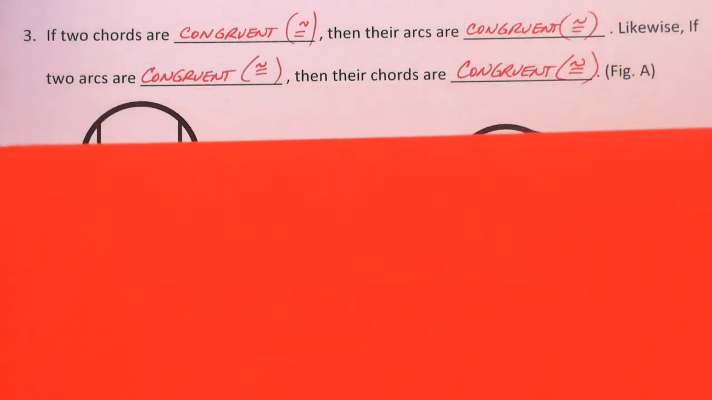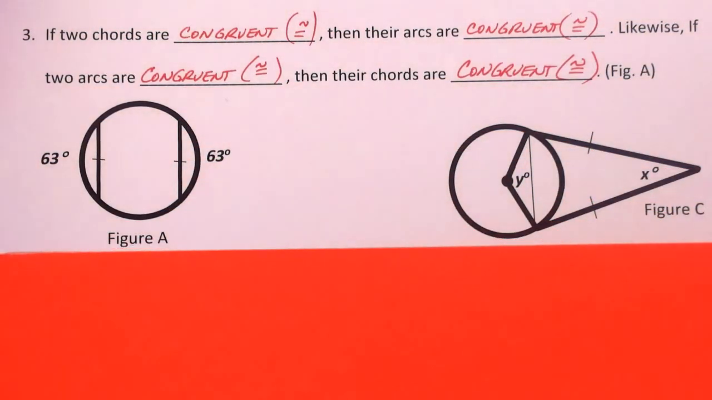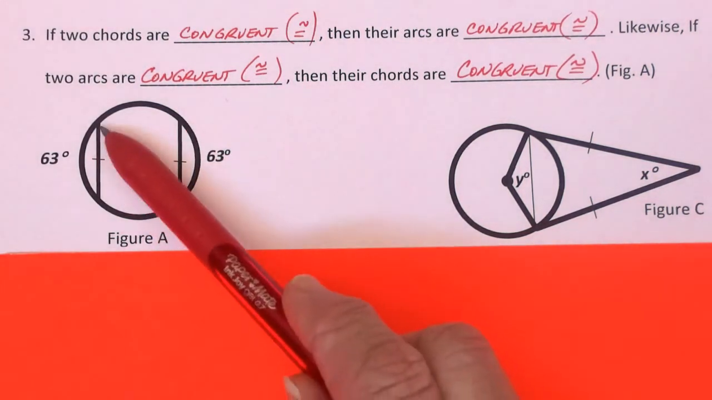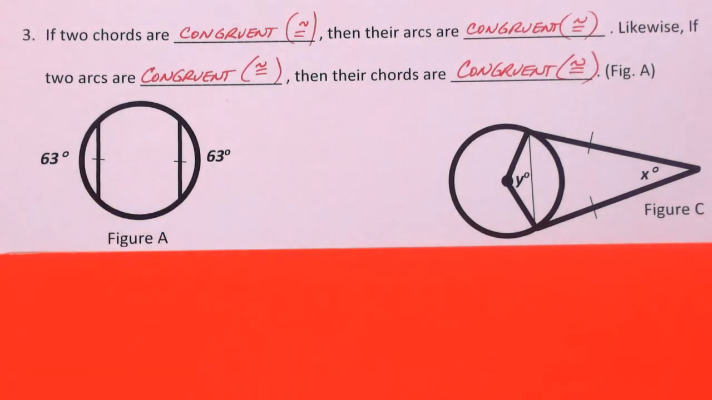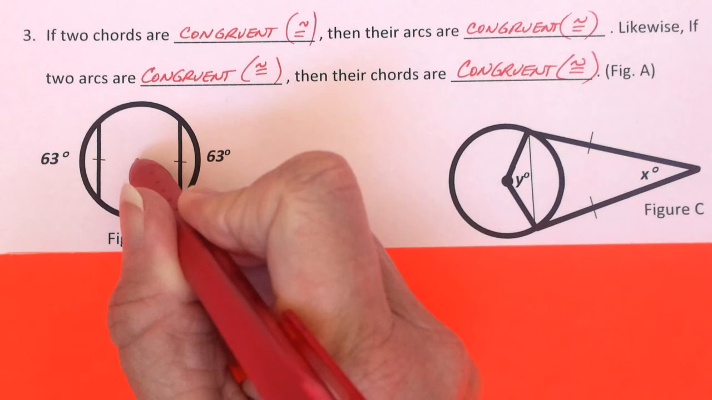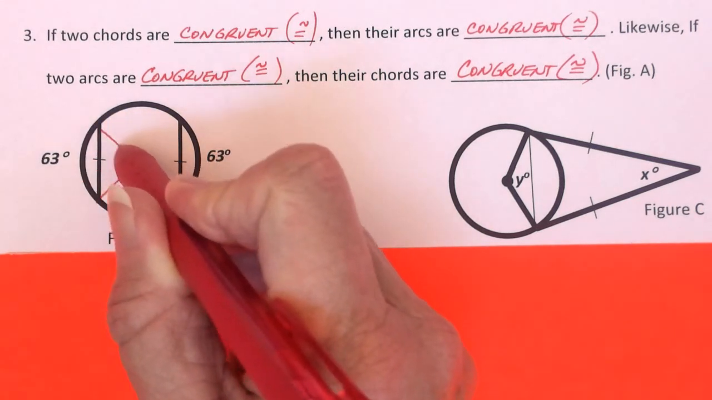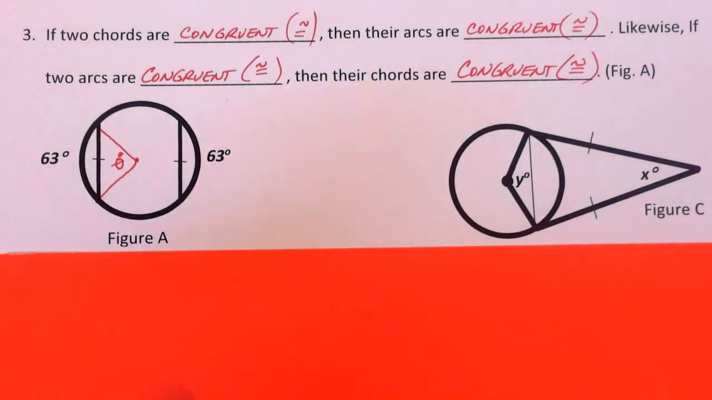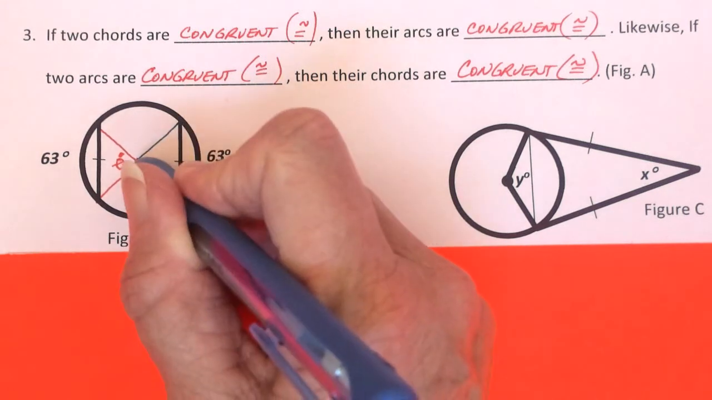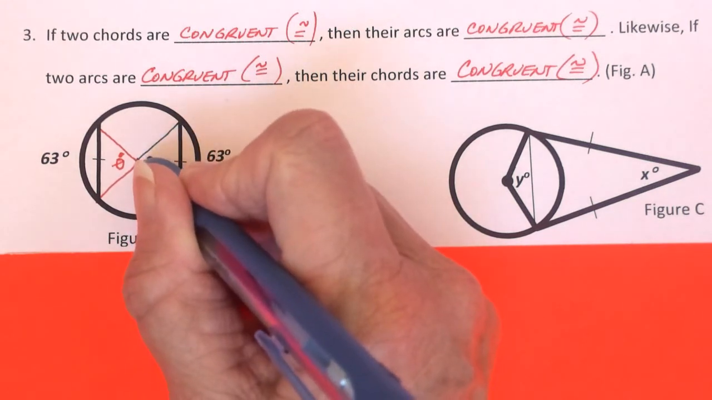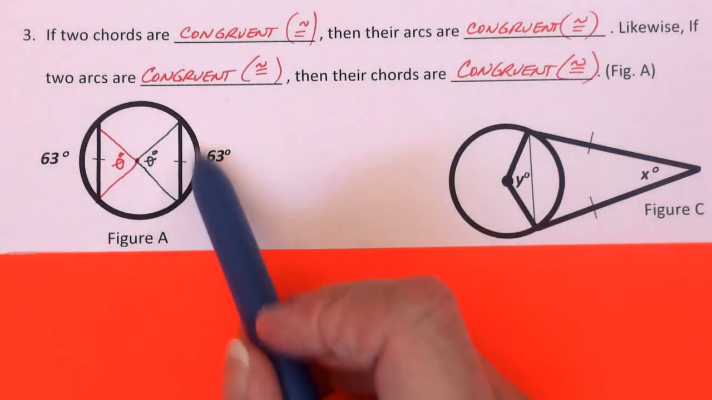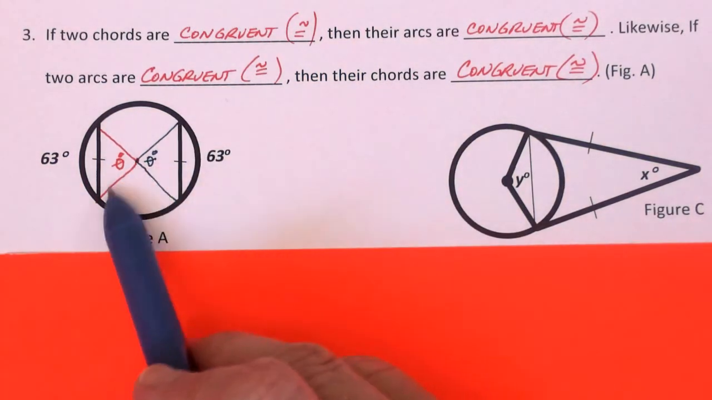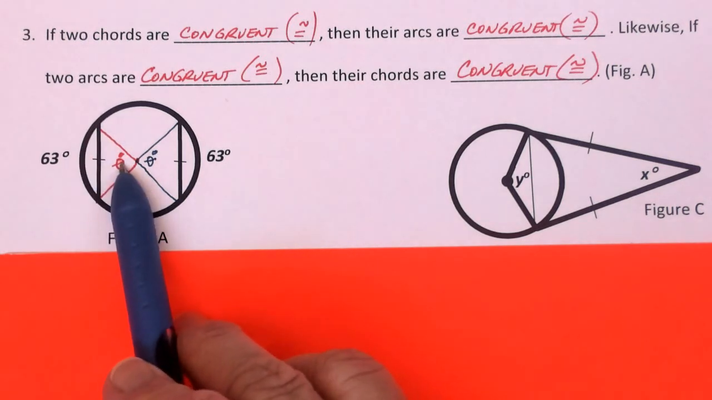Moving down the page, we're going to look at the circle on the left, figure A. We have two chords drawn. The arc on either side is 63 degrees. That means if we added the central angles by coming like this and getting the theta degrees there, and sketching in a radius here and getting the theta degrees there, since this arc is 63 degrees, this angle will be 63 degrees, and since this arc is 63 degrees, this angle will be 63 degrees.